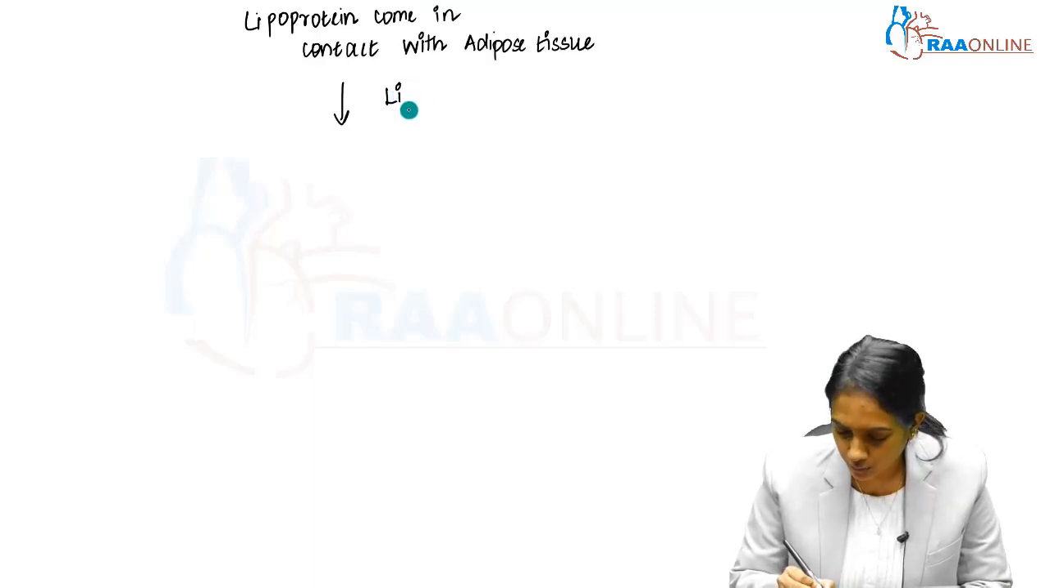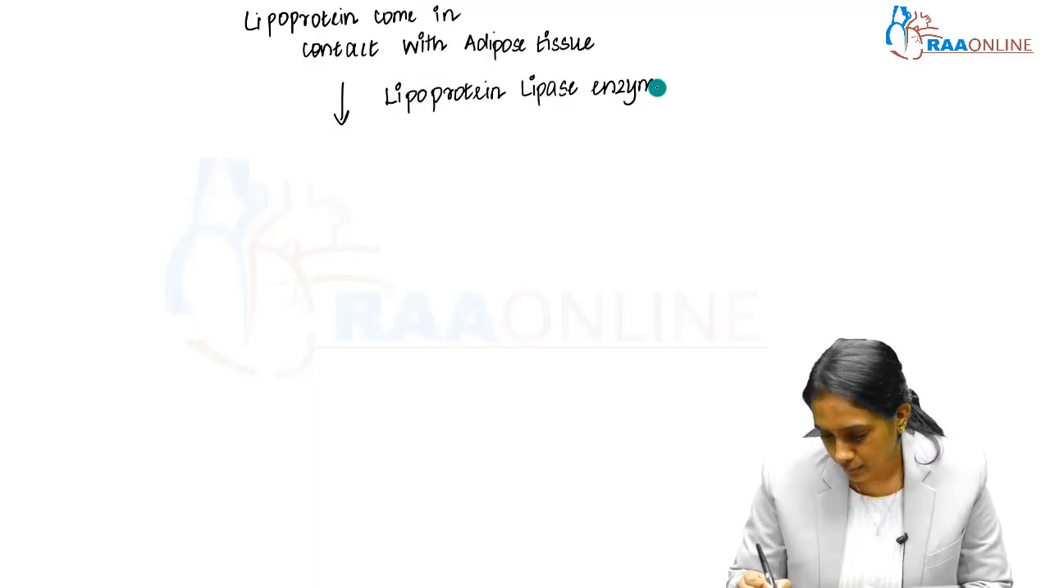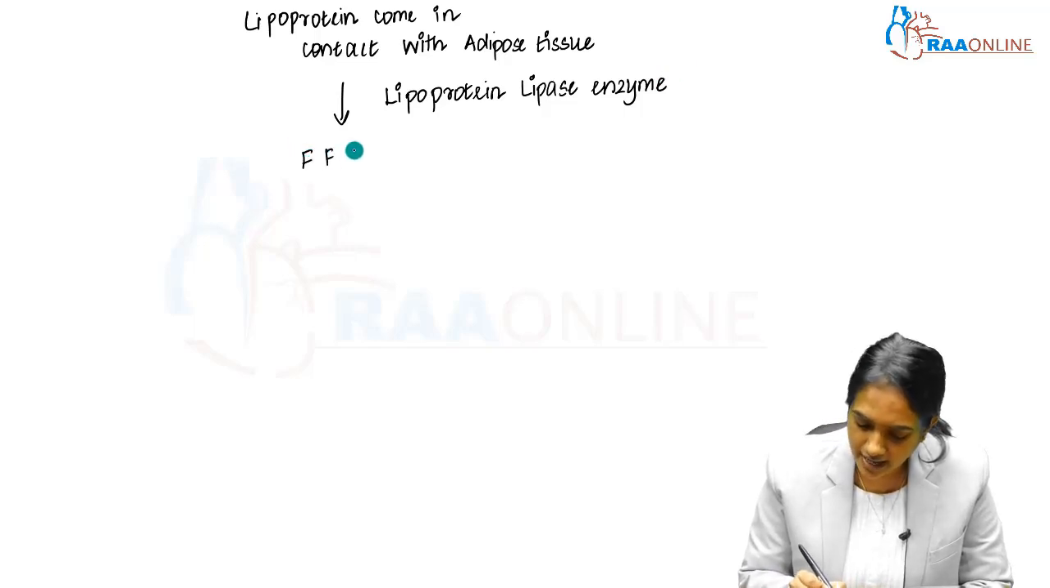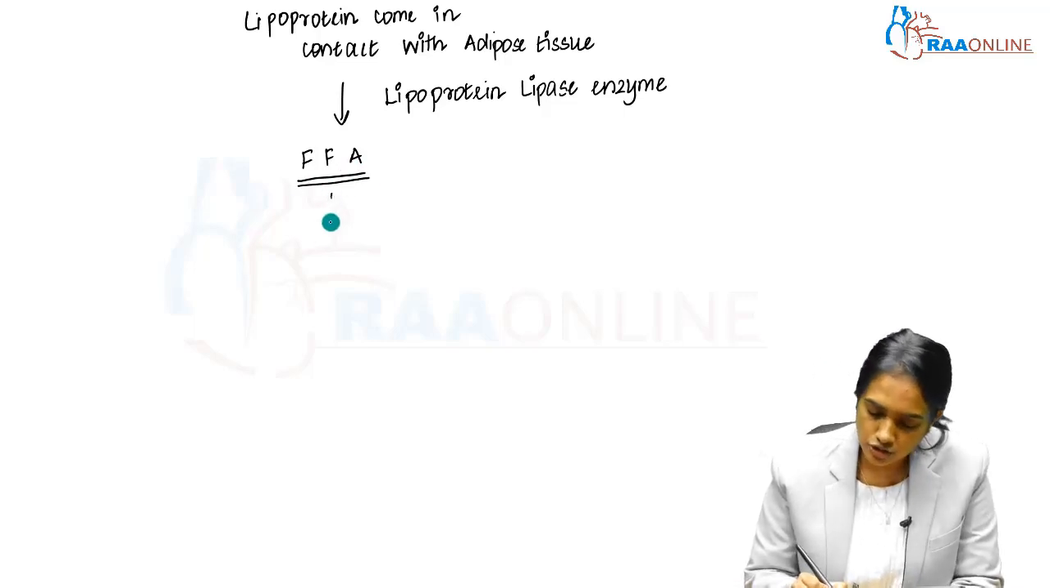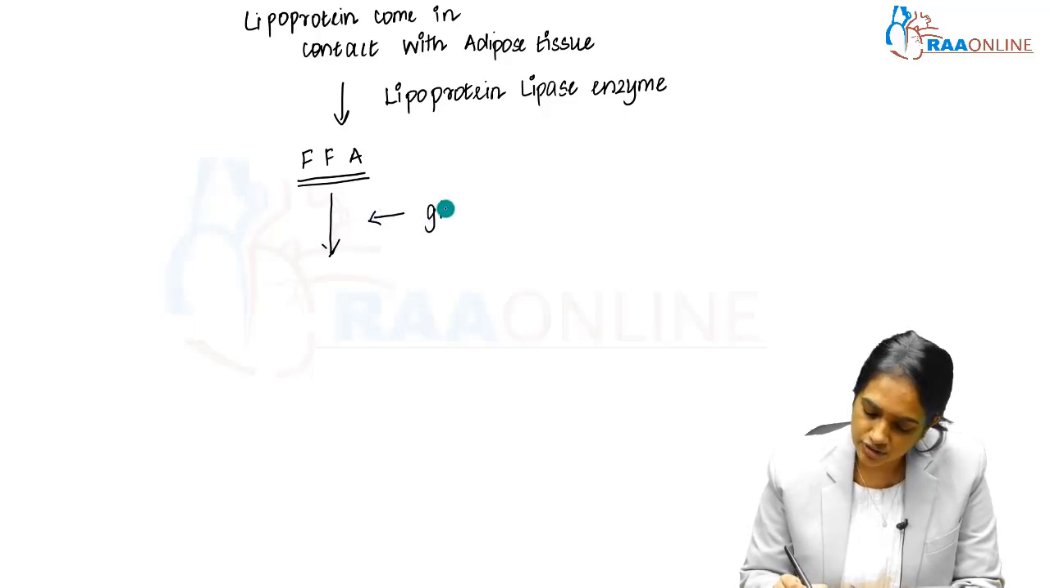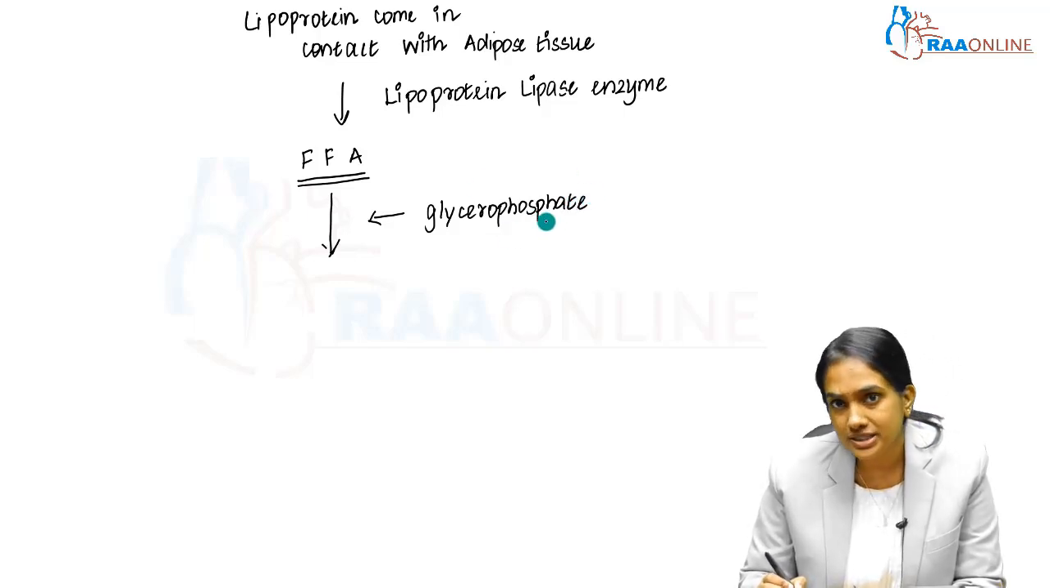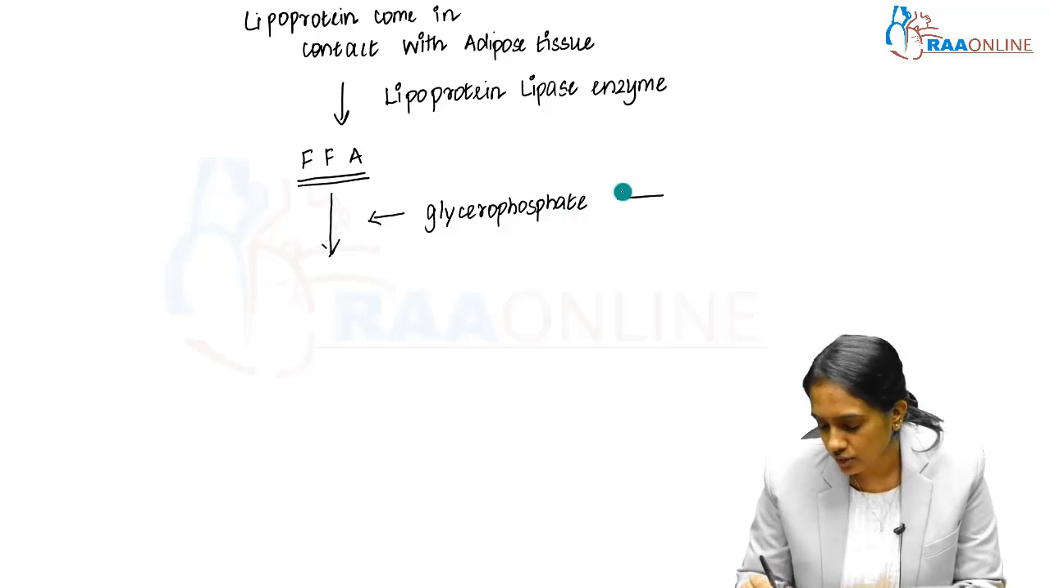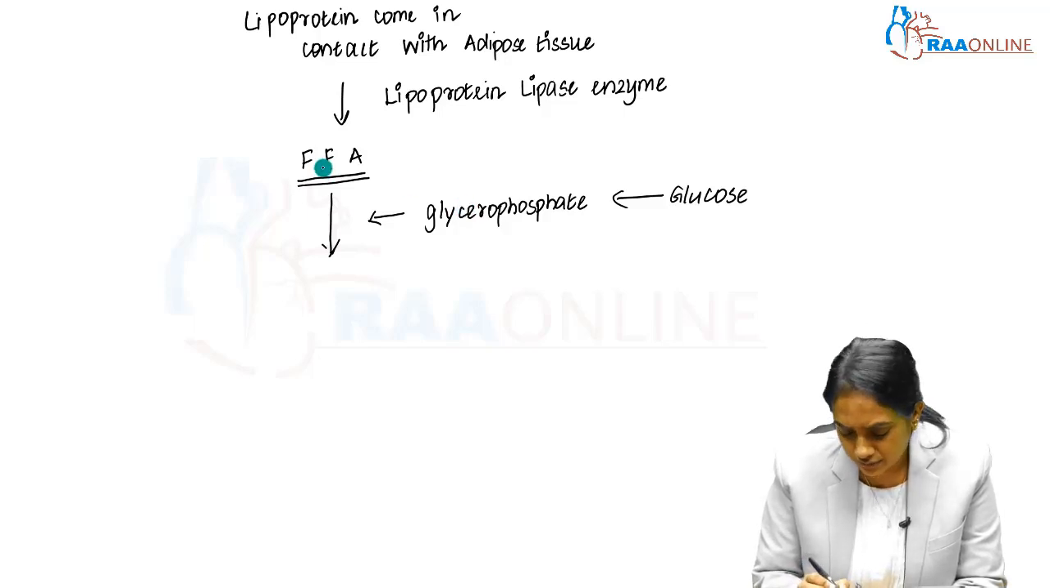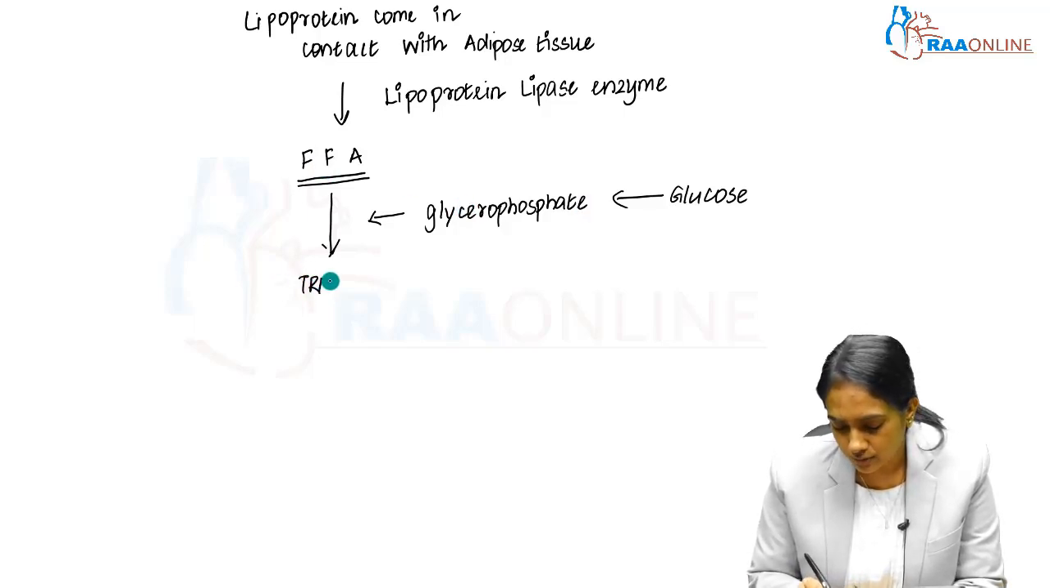When this lipoprotein comes in contact with adipose tissue by means of the lipoprotein lipase enzyme, it gets broken down into free fatty acids. This free fatty acid has to be esterified. The free fatty acid reacts with glycerophosphate, for which glucose is the substrate. So glucose gives glycerophosphate, and this glycerophosphate is going to react with free fatty acid to form the compound called triglycerides.